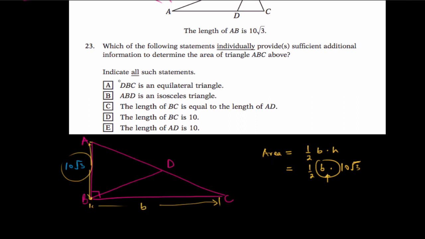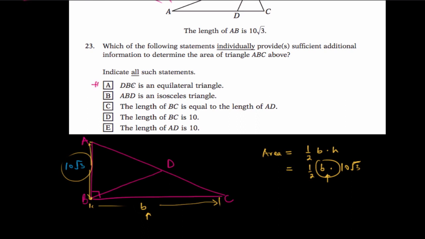So in all the information that has been provided, I'm going to see which of them is going to help me in finding B. Anyone that helps me to obtain B is going to be the one that provides enough information to find the area of a triangle. So let's start with A.